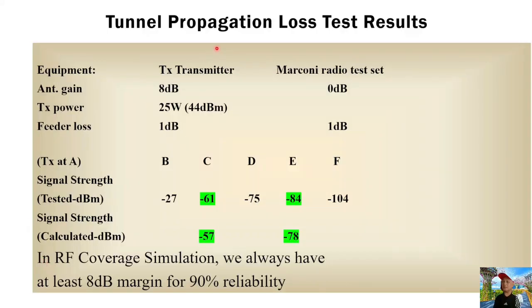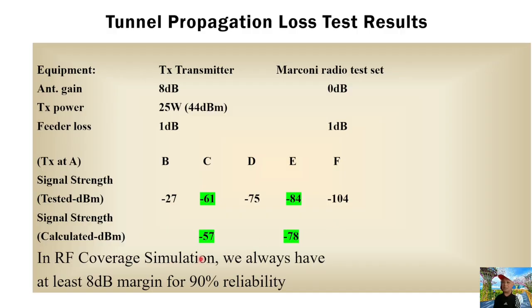So here you can see the calculated RF signal strength at point location C is supposed to be minus 57 dBm, and then the measured value is minus 61 dBm. The calculated value at E is minus 78 dBm, and the measured value is minus 87 dBm. So the difference here is 6 dB, and here is 4 dB. So this is considered quite accurate.